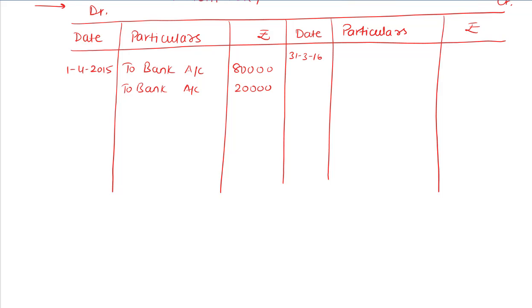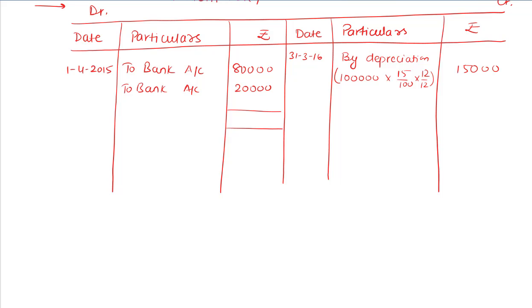For the same year, the depreciation for the whole year needs to be calculated. So by depreciation, 1 lakh multiplied by 15% for the whole year, 12 by 12, is 15,000. I believe you understood this.